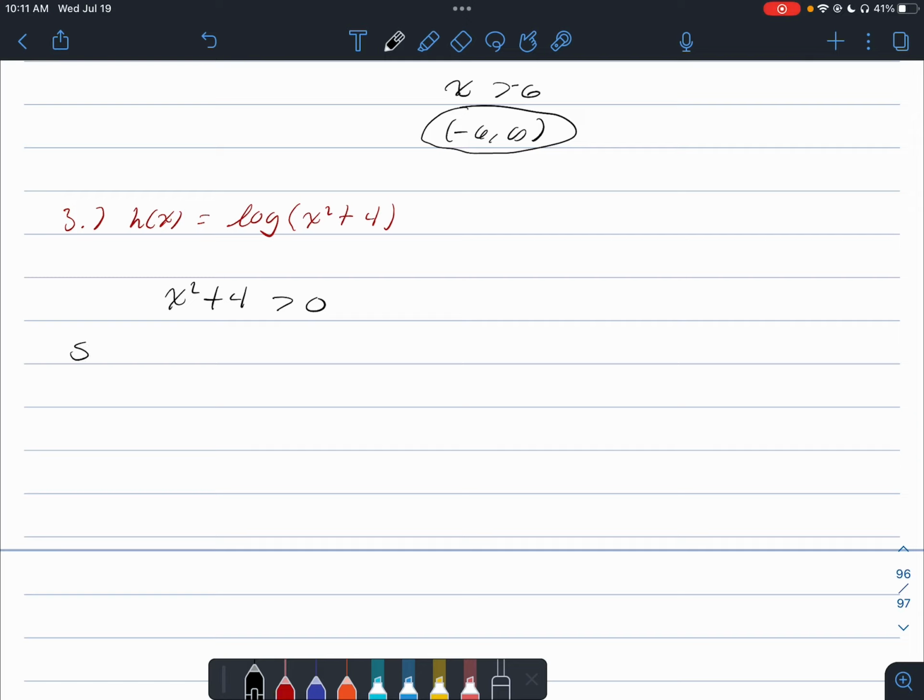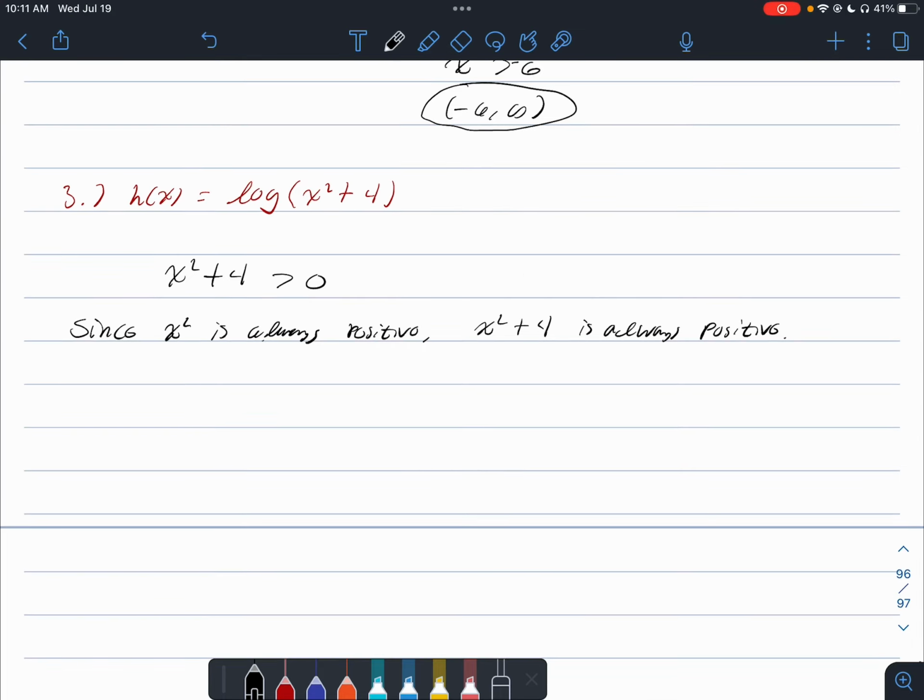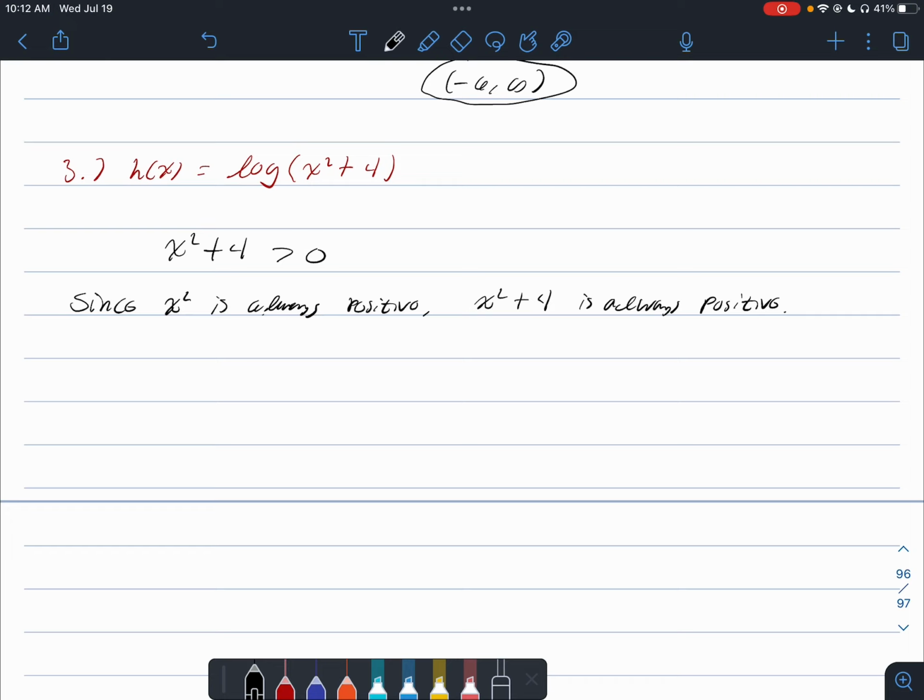So we know that since x squared is always positive, then x squared plus 4 is always positive. And this is because you're adding 4 to it. So if you add 4 to any positive number, you're going to get another positive number. So since x squared plus 4 is always positive, that means we can plug in any real number here and it will make sense. So we have from negative infinity to infinity.